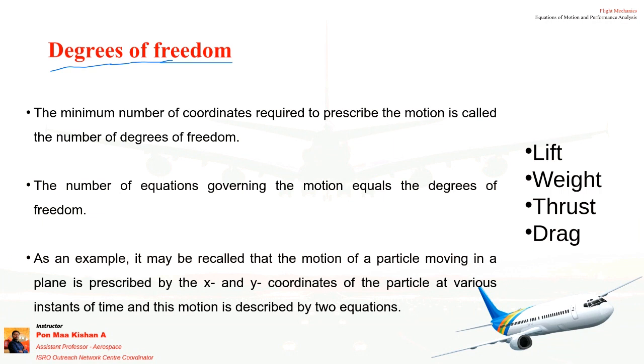Once again, I will explain that the minimum number of coordinates required to prescribe the motion is called the number of degrees of freedom. So what is that minimum number of coordinates? Suppose the aircraft is flying at a particular altitude, right? If you take the center of Earth as the origin, then we will have three dimensions, right?